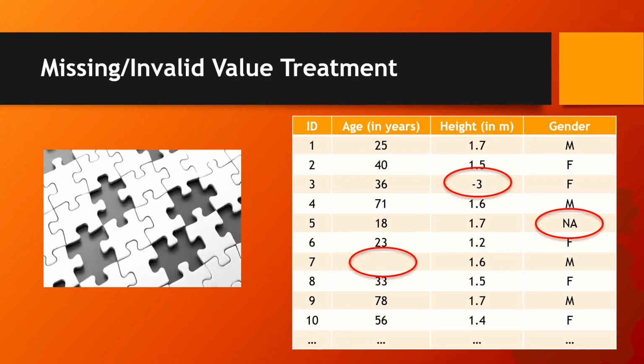And gender has a value NA, which is a common placeholder in Python or R for values that are non-applicable. There is something else called NaN, which means not a number. That is also a common placeholder for non-applicable numbers as well.